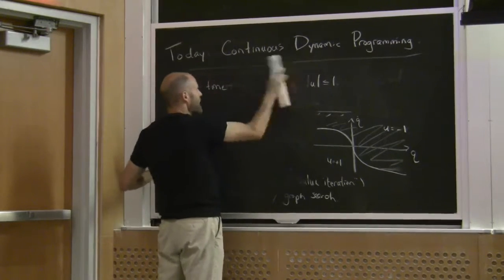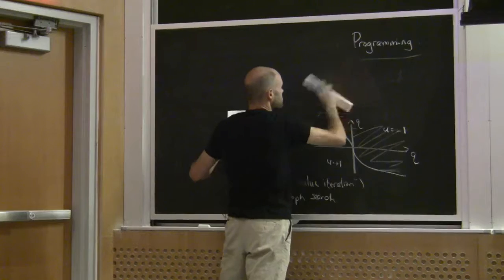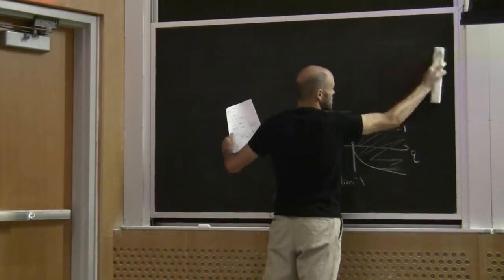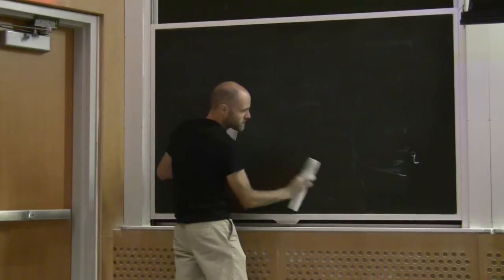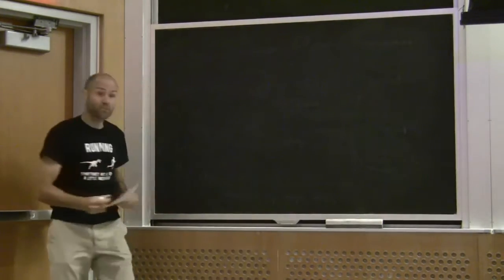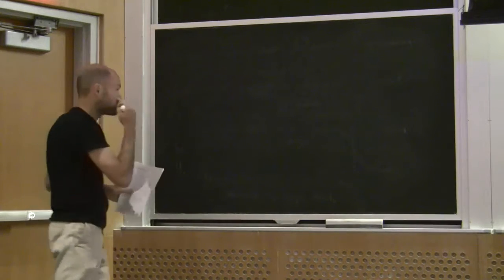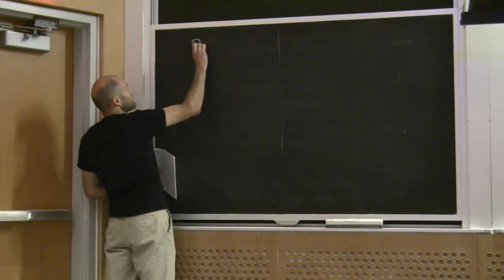So today I want to get back to continuous everything. Continuous time, continuous state, continuous action. And think about what that means for the algorithms and what that means for the analytical results, okay? So maybe I can do it like this.